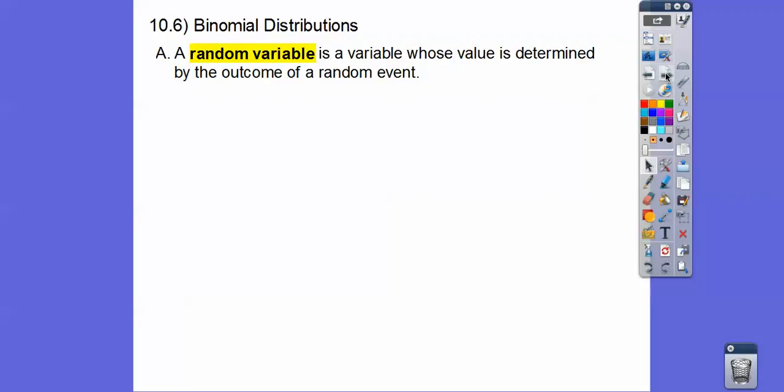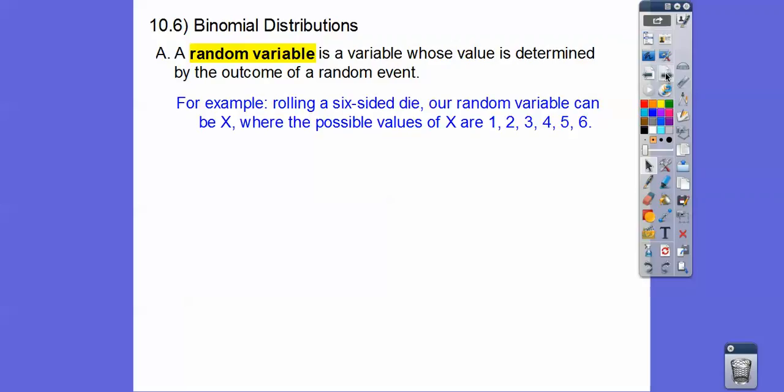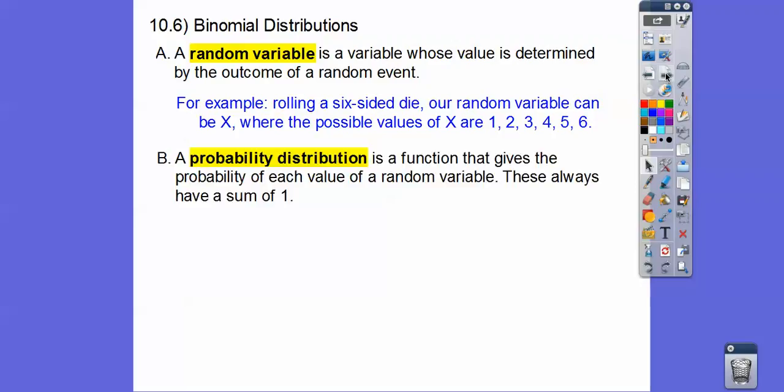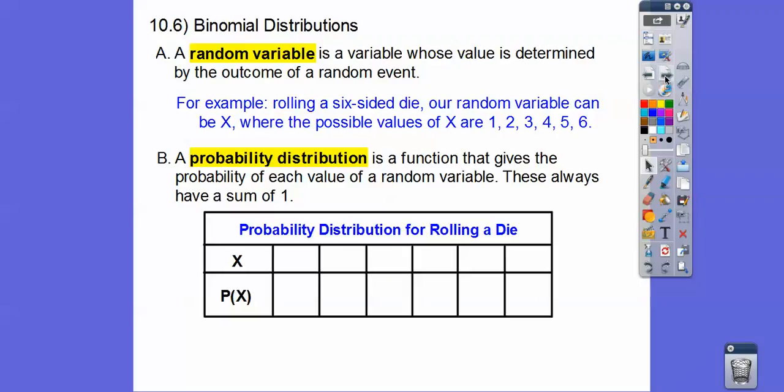So here's our binomial distribution. Okay, a random variable is a variable whose value is determined by the outcome of a random event. And you're thinking, what? Well, here, for example, rolling a 6-sided die, our random variable can be x, where x is all the possible outcomes, 1, 2, 3, 4, 5, or 6. So a probability distribution is just a function that gives the probability of each value of the random variable. So what's the probability of rolling a 1, a 2, a 3, a 4, a 5, or a 6? All of these probabilities will always add up to 1. So we can get a 1, 2, 3, 4, 5, 6, and each probability is 1/6 right there. Okay, and all of these add up to 1. So there's a probability distribution.